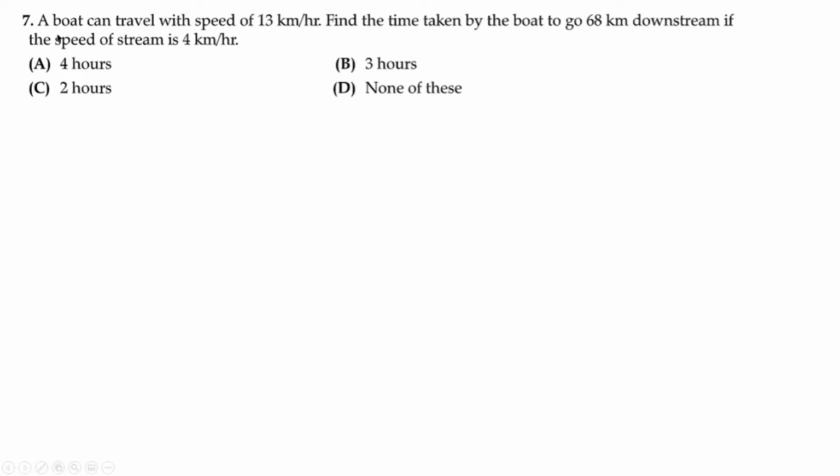The next question. A boat can travel with speed of 13 km per hour. Find the time taken by the boat to go 60 km downstream if the speed of the stream is 4 km per hour. So here speed of boat is 13 and speed of stream is 4. So downstream speed will be the sum of these two.